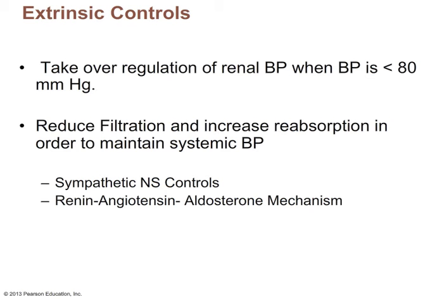Now, the purpose of these extrinsic controls is that they will tend to reduce filtration and increase reabsorption, because most of the time it's going to be when we have a lower than normal blood pressure. And in this case, we want to minimize any water loss through the kidneys, so we want to minimize filtration and also maximize reabsorption. And there are two different types of extrinsic controls, one involving the sympathetic nervous system and the other involving the renin-angiotensin-aldosterone mechanism.